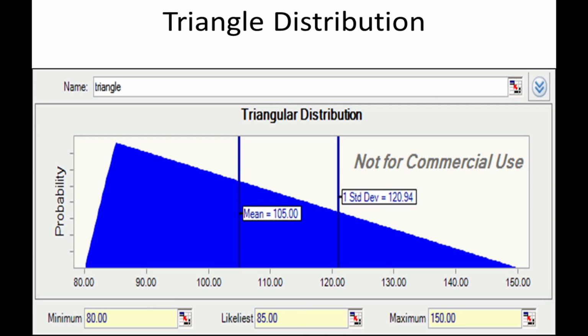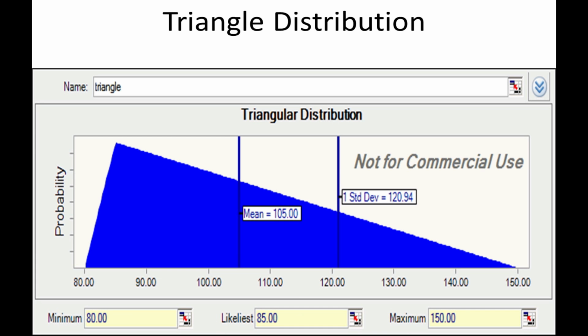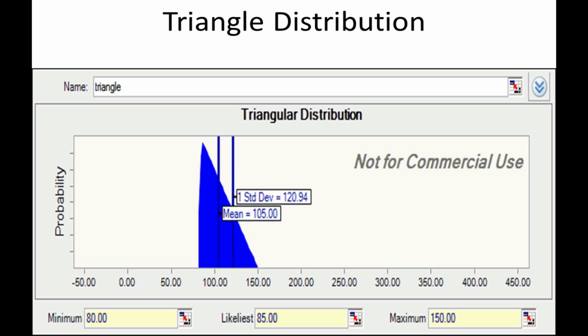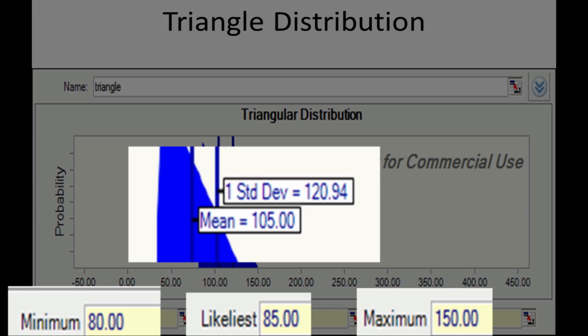In Crystal Ball, I enter for the triangle distribution a minimum of 80, a likeliest of 85, a maximum of 150. This looks like this. Remember that whenever you enter data into Crystal Ball, you never enter the data, you always refer to a spreadsheet cell with those values. On our range from -50 to 450, this looks like this. Notice that a triangular distribution with these parameters has a mean of 105 and a standard deviation of 15.94.